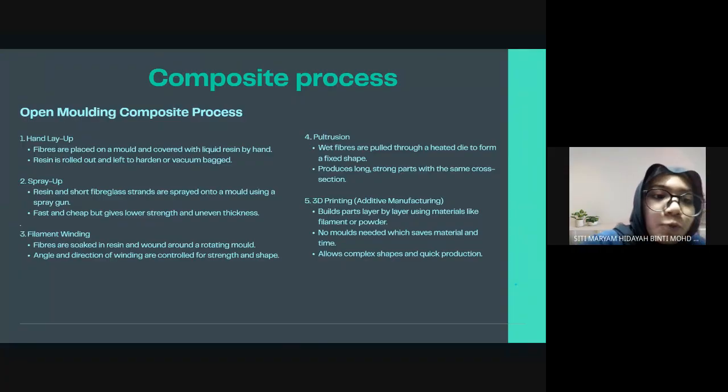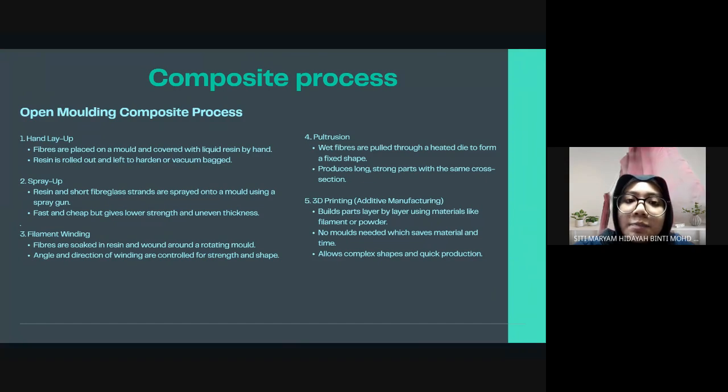Next is filament winding. The fibers are soaked in resin and wound around a rotating mold. The angle and the direction of the winding are controlled for strength and shape. It is usually used for pipes, pressure tanks, poles, and also pipe frames. It is strong, but it is expensive and usually automated.